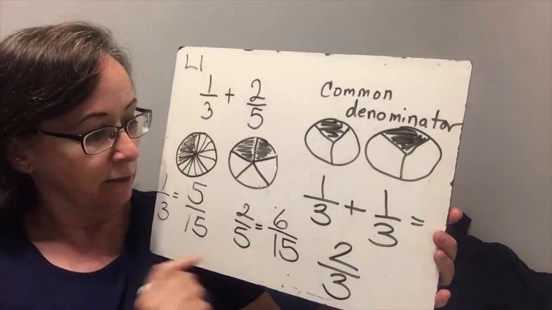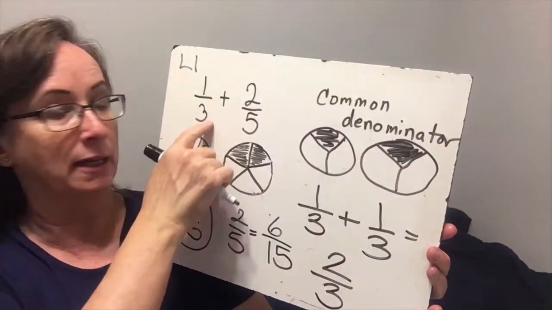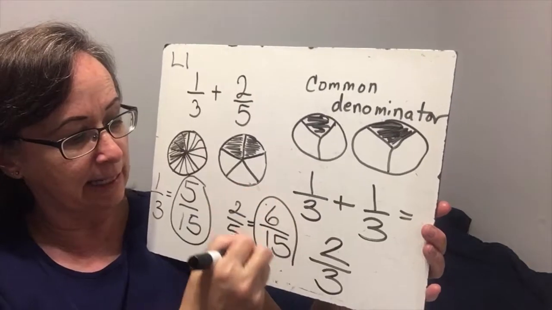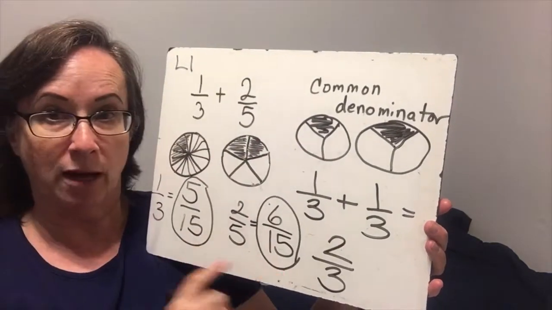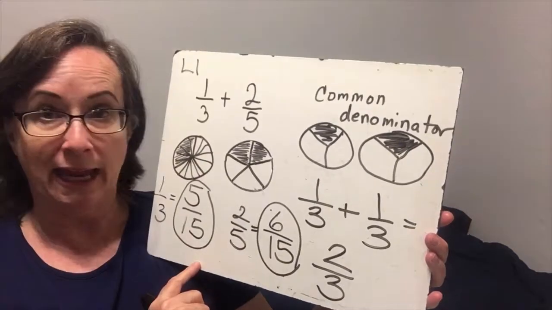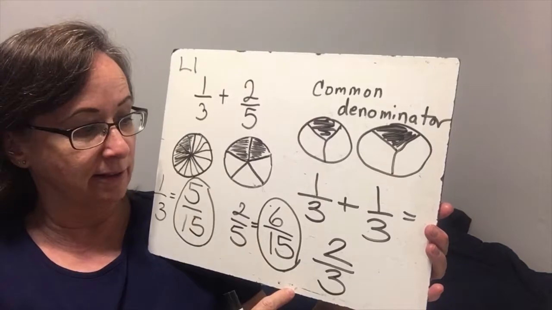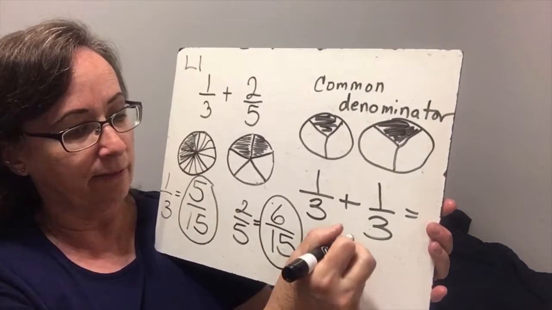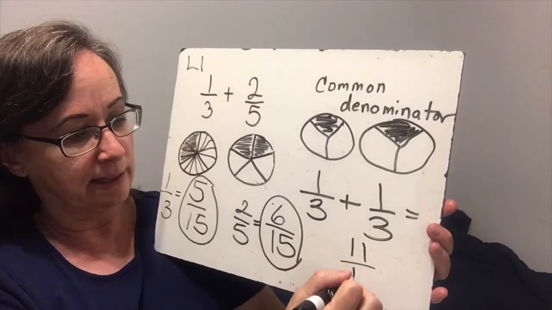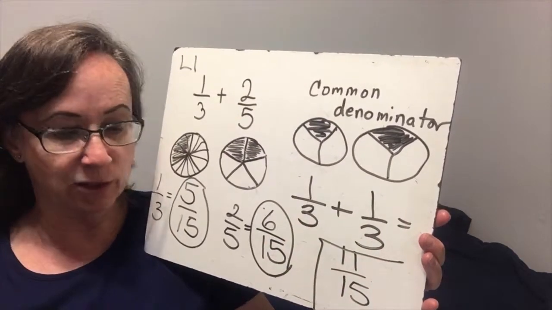6/15 is the same thing as 2/5. So now we have 5/15, which is the same thing as 1/3, and 6/15, which is the same thing as 2/5. And now we have common denominators, so we can add them together and get 11/15. And that is the answer. So we'll say 11/15 would be the answer there. Okay, and that is correct.